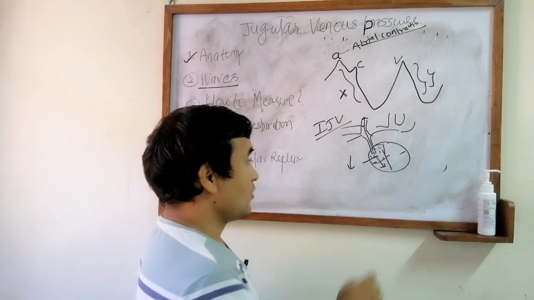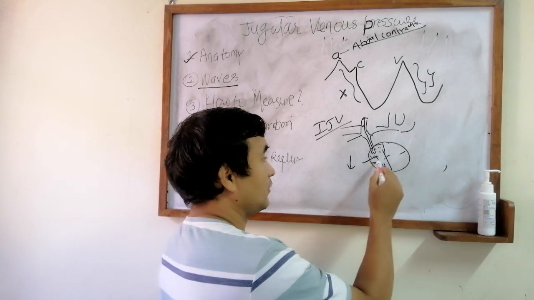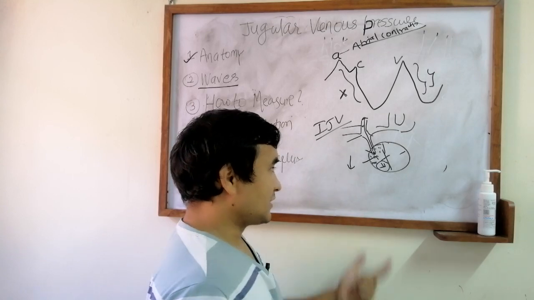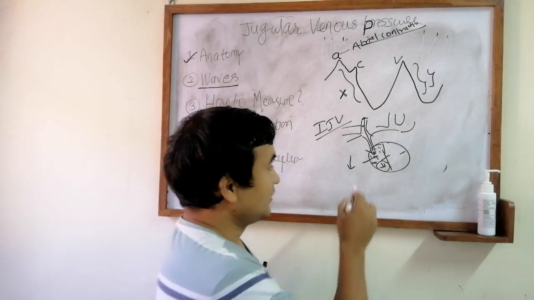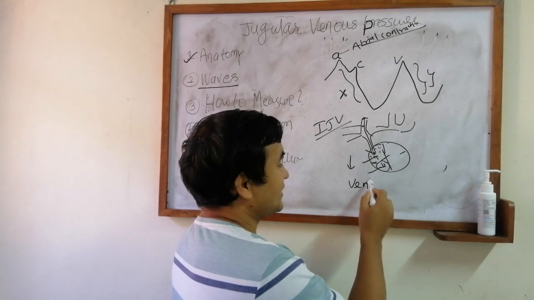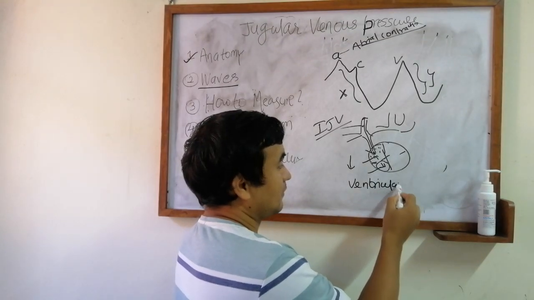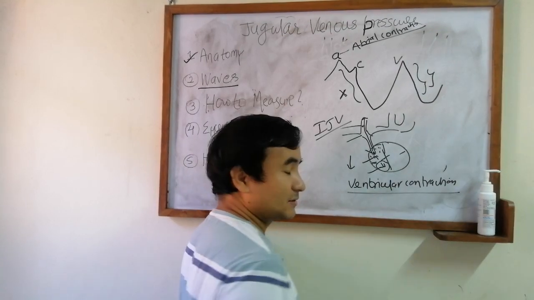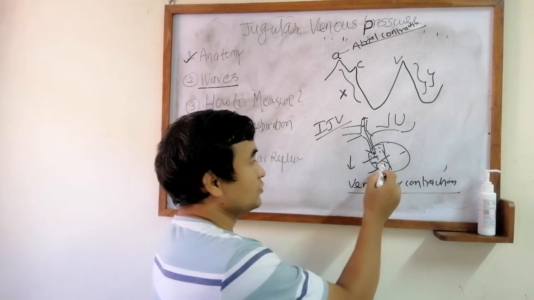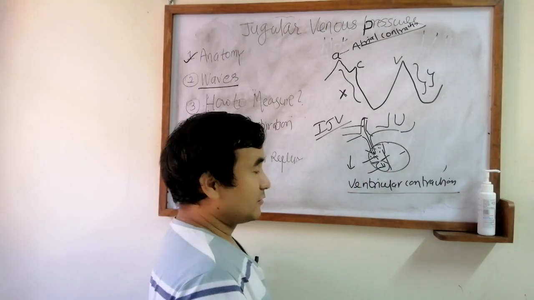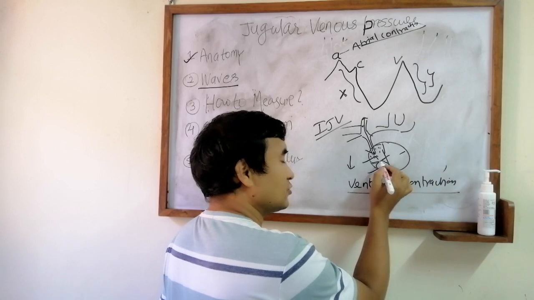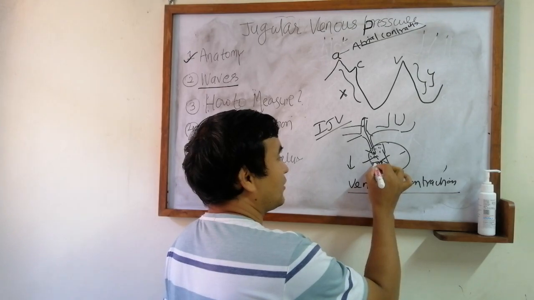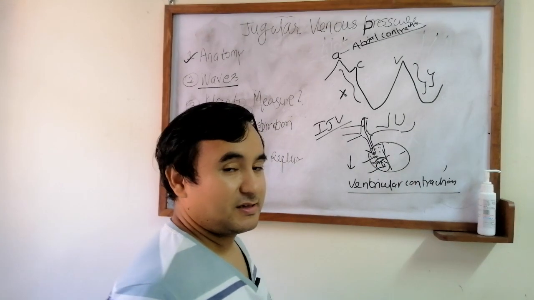But in between, what happens? After atrial contraction, atrial relaxation is going on. Then there is the ventricular contraction. When the ventricle contracts, it will close the tricuspid valve, and it exerts some pressure over the tricuspid valve, so that the tricuspid valve anatomy will be like this. It will take the C-shape.